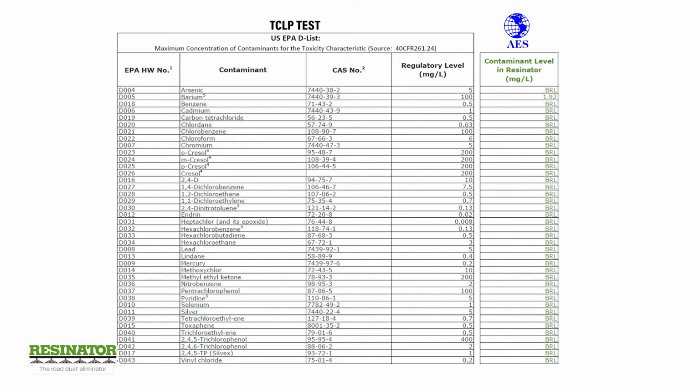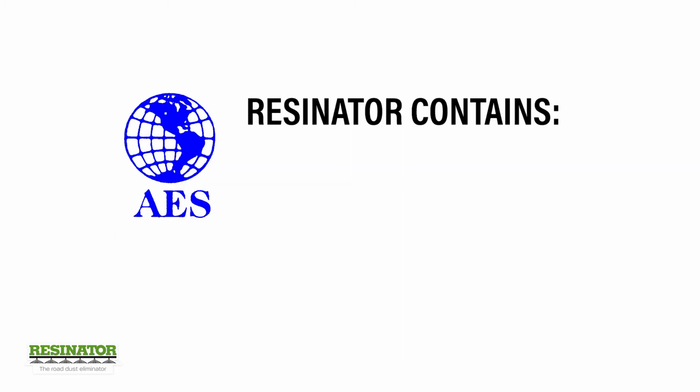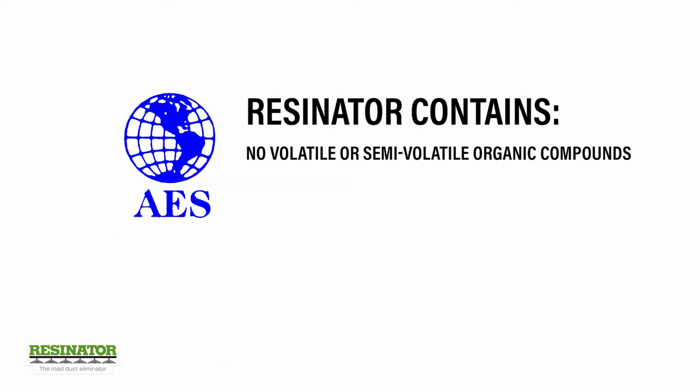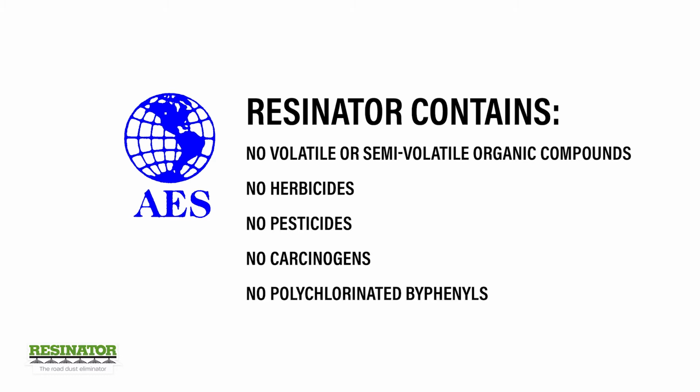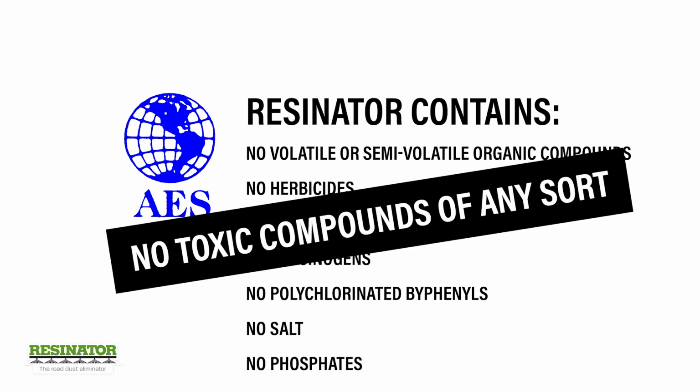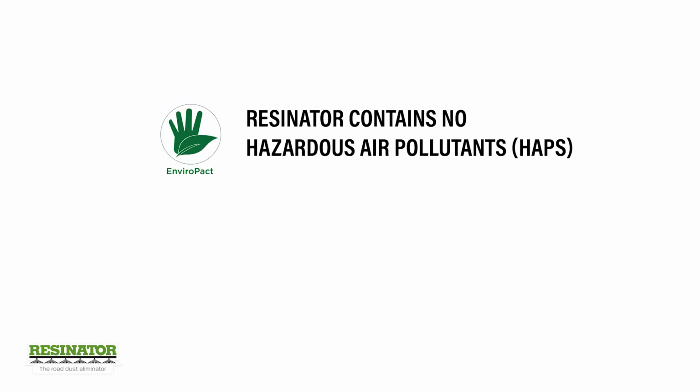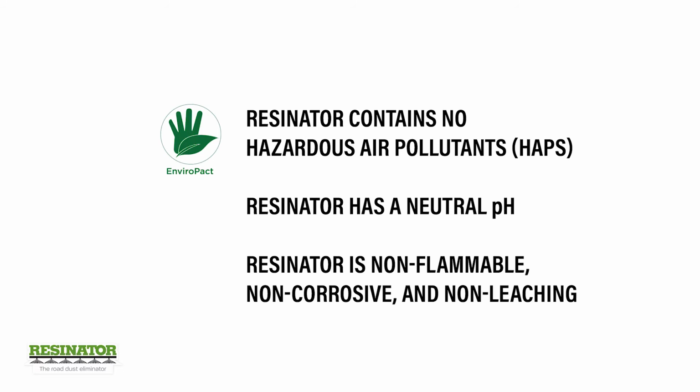In fact, further extensive testing by AES shows that Resinator contains no volatile or semi-volatile organic compounds, no herbicides, no pesticides, no carcinogens, no polychlorinated biphenyls, no salt, no phosphates, and no toxic compounds of any sort. Resinator contains no hazardous air pollutants. It has a neutral pH, and it's non-flammable, non-corrosive, and non-leaching.